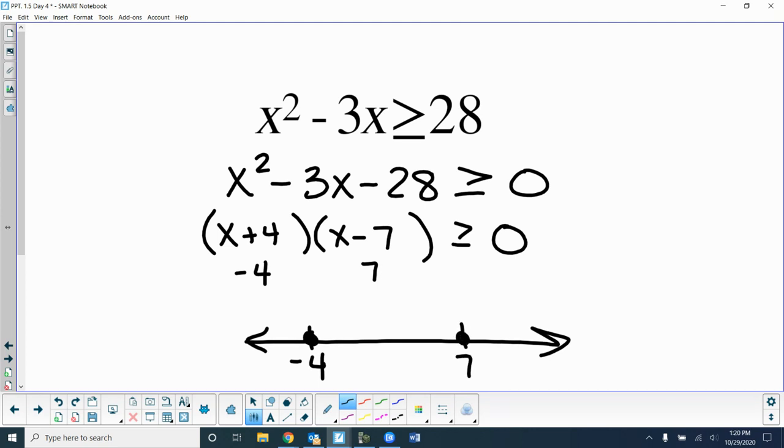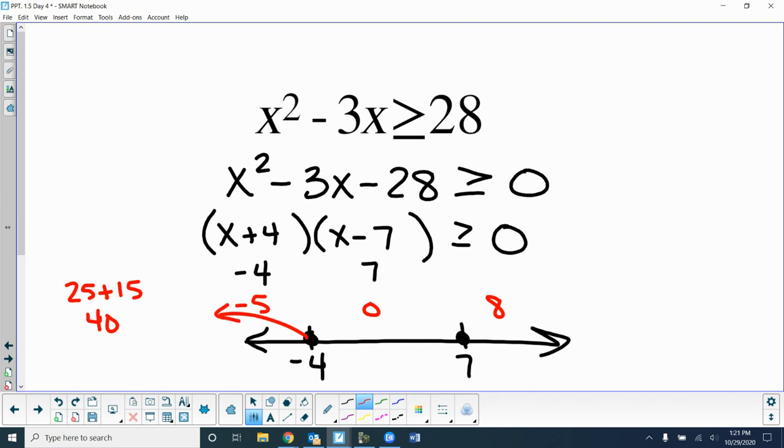So then we've got to pick numbers. We've got to do the sections. So negative 5 I would pick. In here I would pick 0, and here I would pick 8. Again, anything works, so just be in those spots. So negative 5, when I square it, is positive 25. And negative 3 times negative 5 is positive 15. That's 40. Is that bigger than 28? Yeah, so I'm going to go this way.